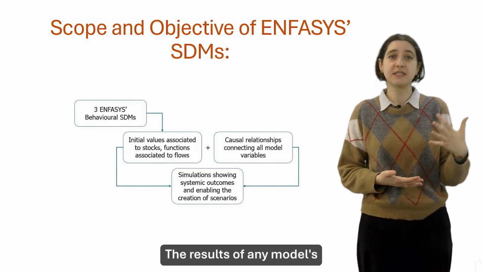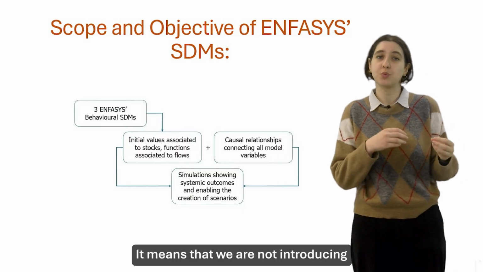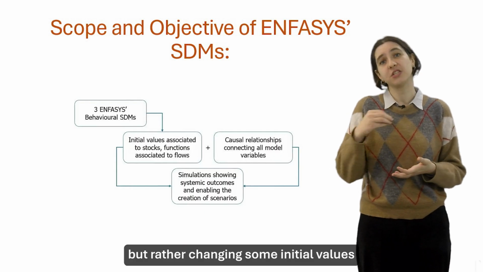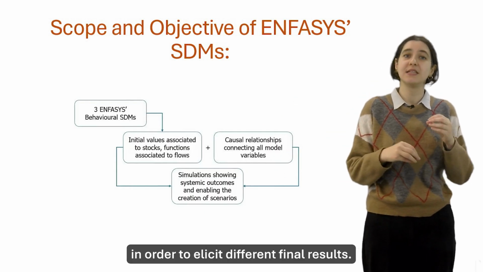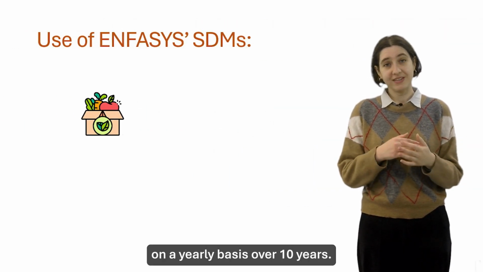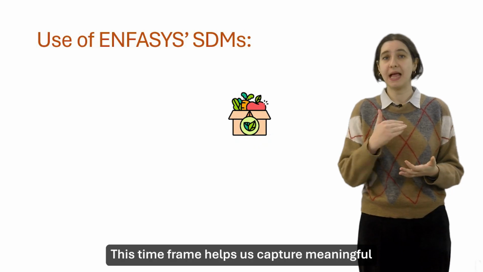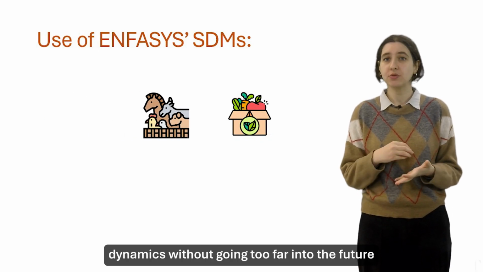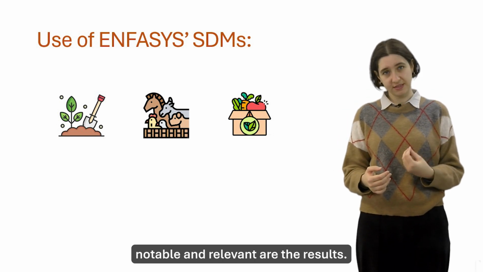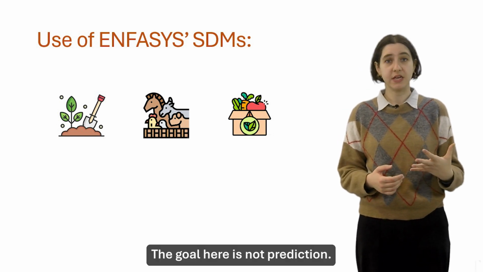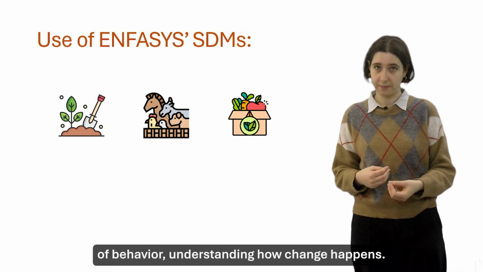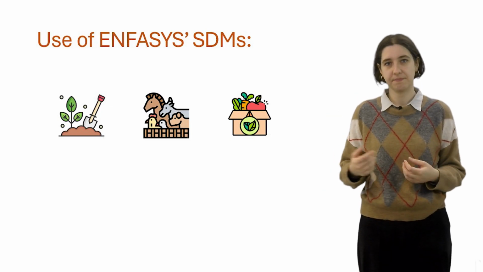The results of any model simulations are endogenous. It means that we are not introducing external shocks to change the results, but rather changing some initial values in order to elicit different final results. Simulations are run on a yearly basis, over 10 years. This time frame helps us capture meaningful dynamics, without going too far into the future, because the further we go, the less notable and relevant are the results. The goal here is not prediction, it is understanding potential trajectories of behavior, understanding how change happens.